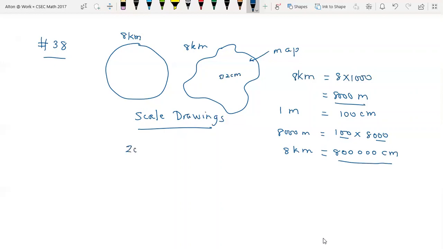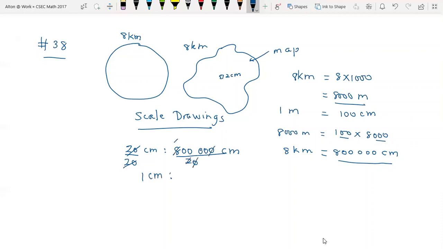So that corresponds to 20 centimeters on the map. 20 centimeters corresponds to 800,000 centimeters or 8 kilometers, which is the actual distance of the lake. And now we can just simply simplify that. Divide both sides, let's say by 20. So that will give us a scale of 1 centimeter. Let's work that out now, 20.